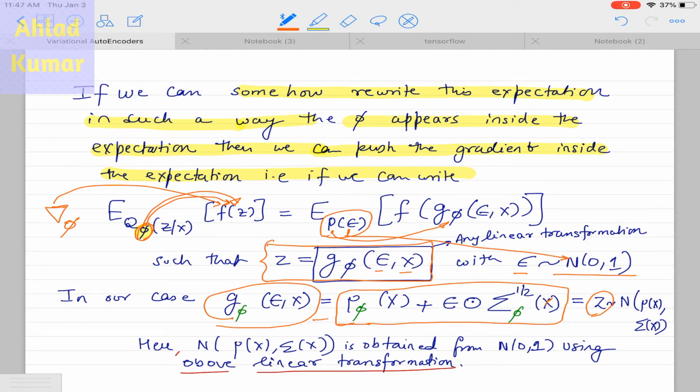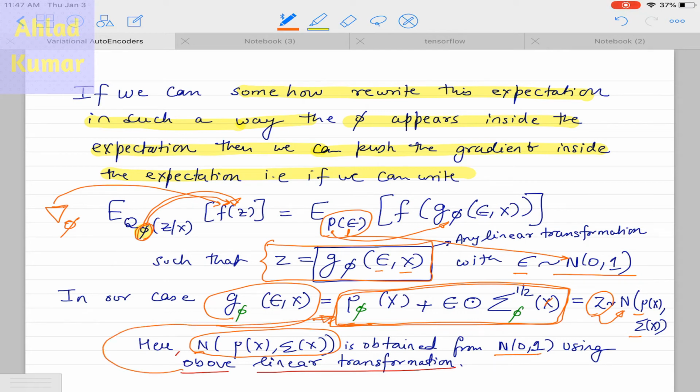So this is the transformation that we are trying to use in order to do this reparametrization trick. And here z is also basically a Gaussian having mean mu and sigma. So by writing this transformation, we mean that we can obtain a Gaussian of any mean and sigma from N(0, 1) using this transformation.